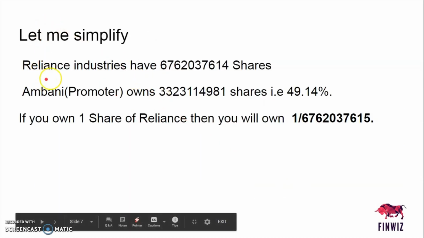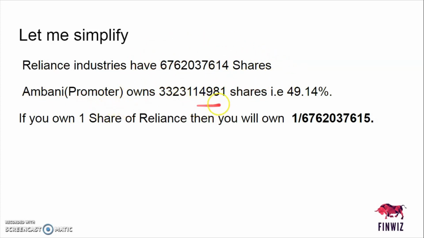So let me simplify. Reliance Industries has these many shares issued, right? Ambani, who is the promoter, owns these many shares, which is nothing but 49.14% of all the shares of Reliance. That's why he's the owner of Reliance. So if I go and buy 1 share of Reliance, I'll own 1 by the total number of shares issued by Reliance, right? And promoter, you will come across this term many times.